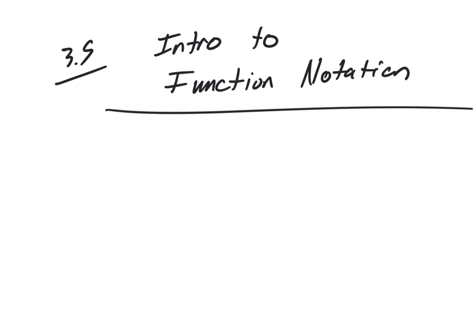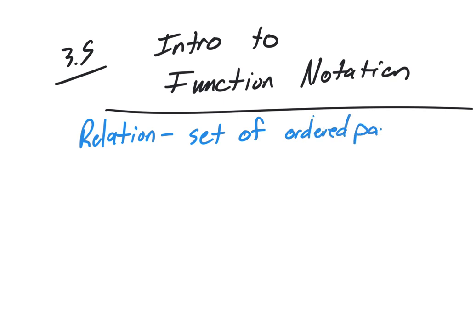Well, first of all, the first vocab word is a relation. A relation is any set of ordered pairs. I can give you that set of ordered pairs lots of different ways. I can just list out a bunch of ordered pairs. That would be pretty straightforward.